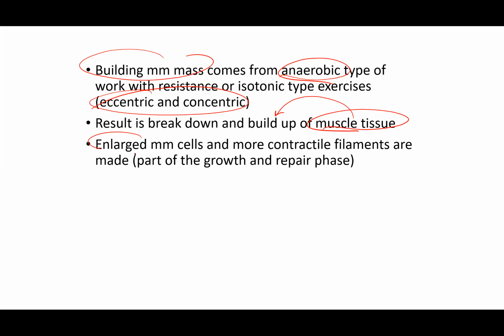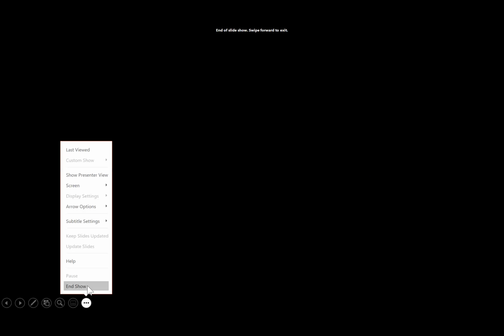So you get enlargement of muscle cells, you get more contractile filaments, which is part of the growth and repair phase. So in other words, weight lifting is an anaerobic form of training. So you don't really get a lot of endurance behind it, but you do increase in muscle mass. All right, any questions with any of that?